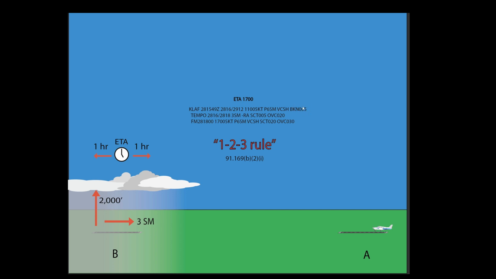Right, so this one's a little tricky because you have to remember that with this tempo group, only part of this time period is going to be these conditions. And the part of that time period that's not those conditions is whatever the previous part of the forecast was, which in this case is a ceiling of 500 feet, pretty low. So because of that, with this destination and this ETA, we do require an alternate.